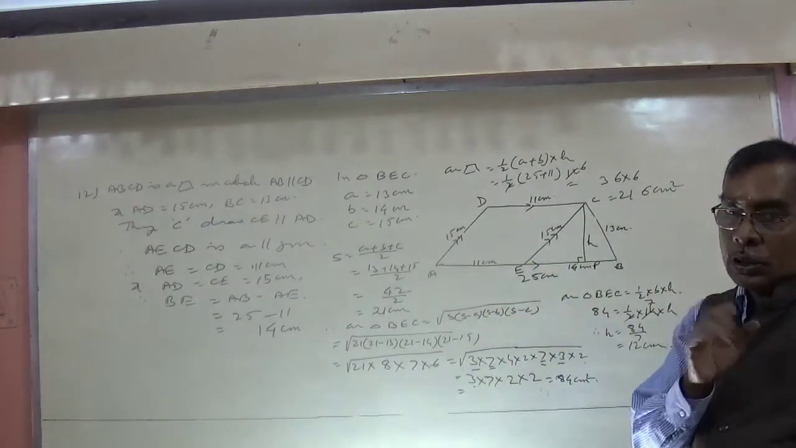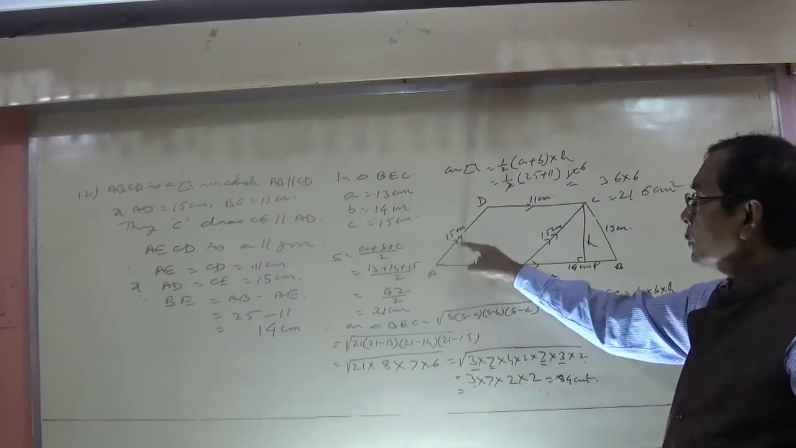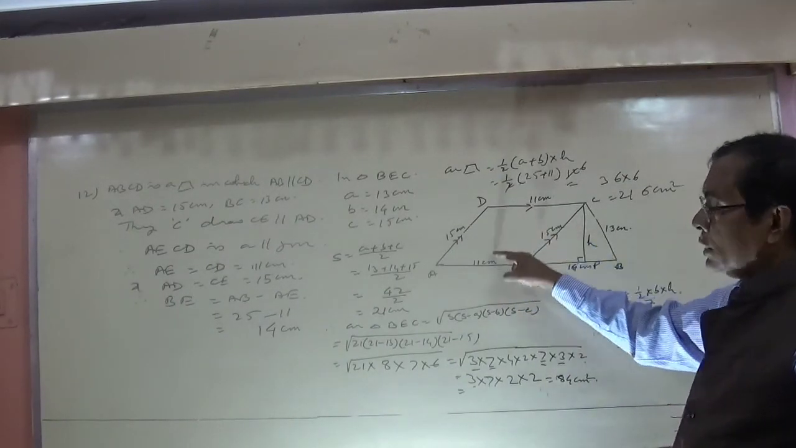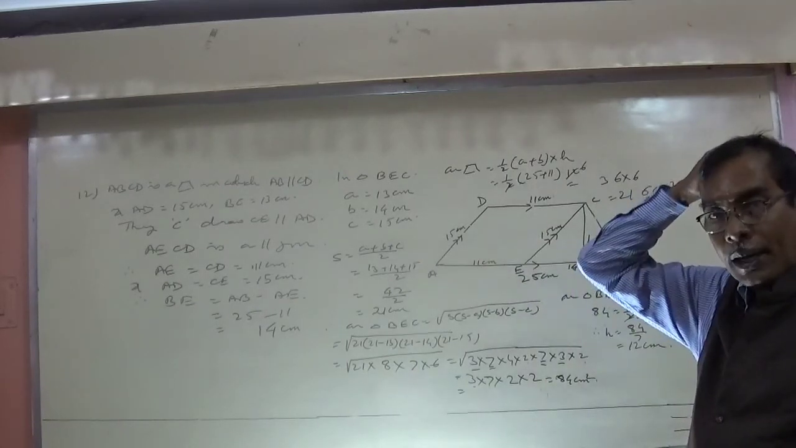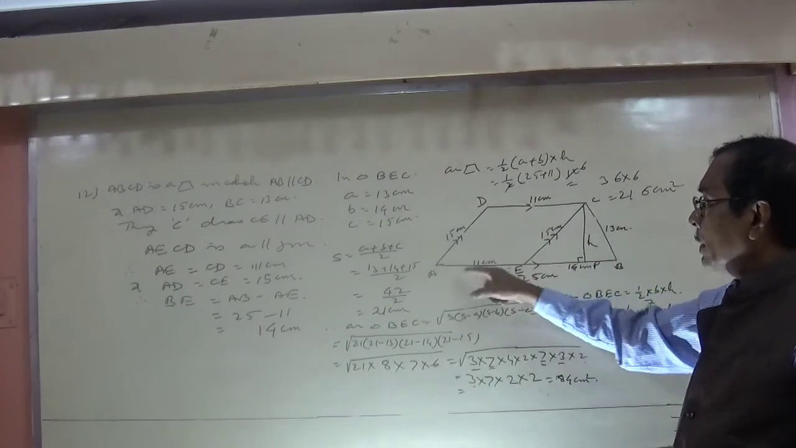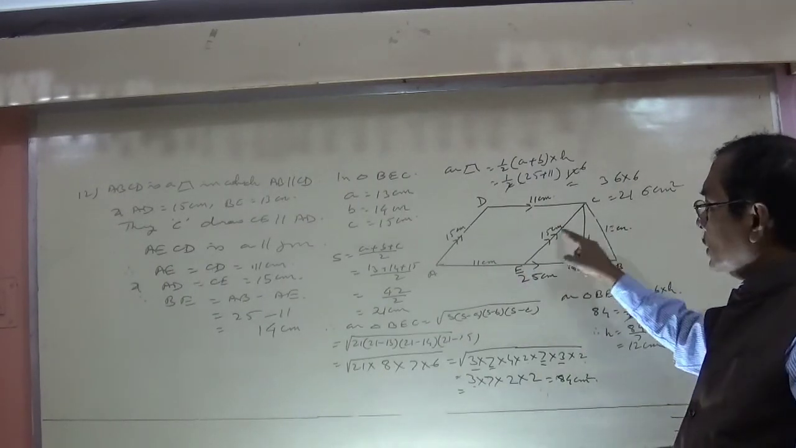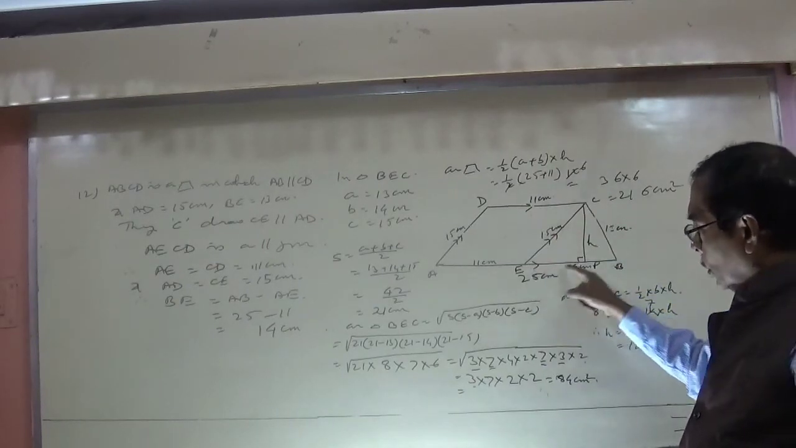When are we going to use this type of method? When the non-parallel sides are not equal. So if this is 15, then this is also 15, and this is 11, then this is 11, because it is a parallelogram, and opposite sides are parallel. And if this is 25, then 25 minus 11, we are getting 14. So all three sides are given.